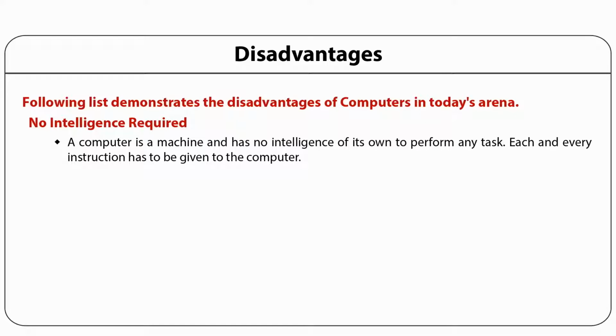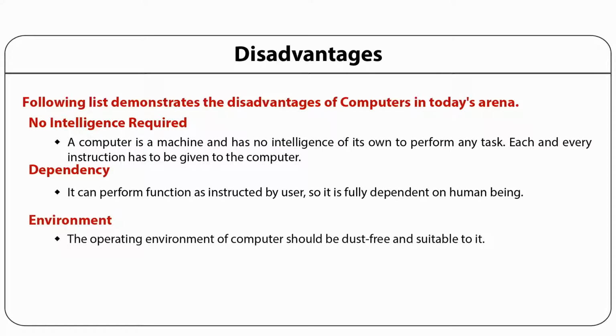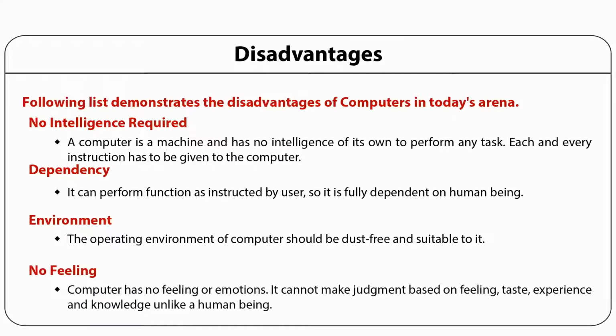Now, second point is dependency. It can perform functions as instructed by the user. It's fully dependent on the human being. The third point is the environment. The operating environment should be dust-free and suitable for operating. There are no feelings or emotions. It cannot make any judgment based on feeling, taste, experience and knowledge unlike a human being.